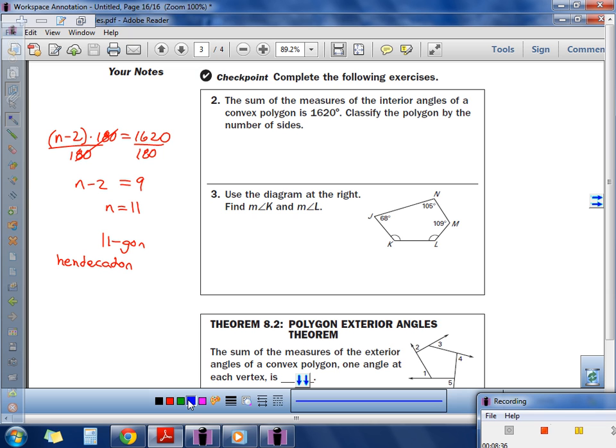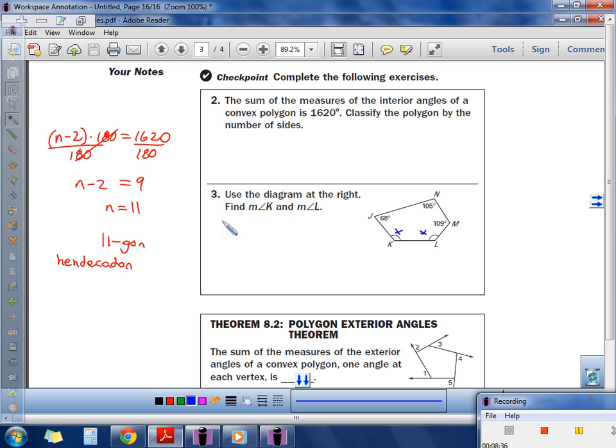Number 3, use the diagram at the right to find the measure of angle K and the measure of angle L. What do you notice about angle K and angle L? They're congruent. So if I call this one X, this one is X also. They're the same. But they're all inside a triangle. So let's start off with our inside sum formula.